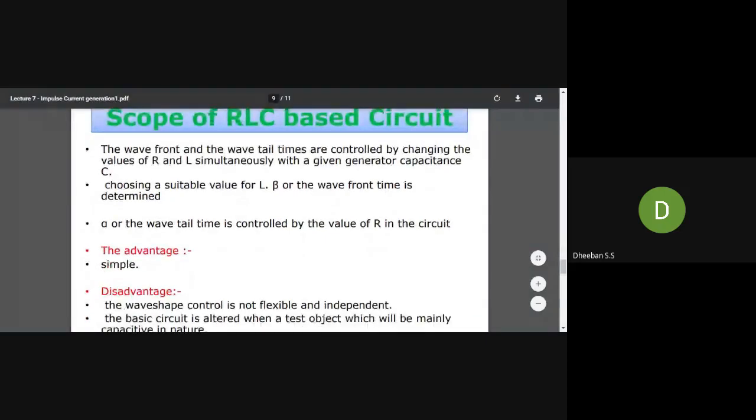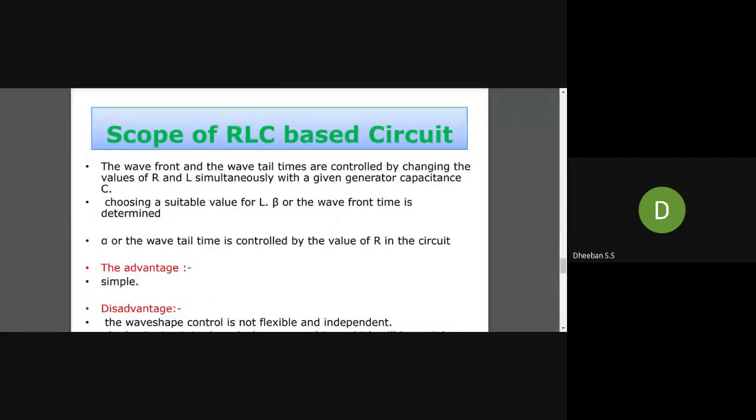What we are covering again is that with the RLC circuit you can also generate your impulse current. Why are we going for this RLC based circuit? The wavefront and wave tail times are controlled by varying the values of RL. Your RL term contributes to the time constant, and based upon the time constant, your wave characteristics can be controlled. The wave characteristics include the wavefront and the wave tail time.